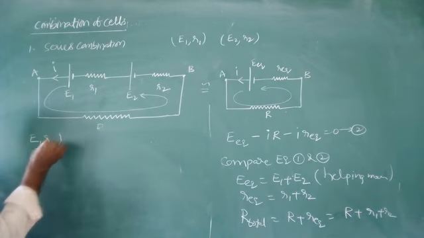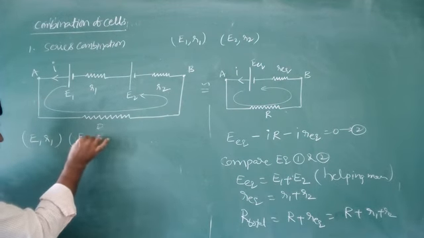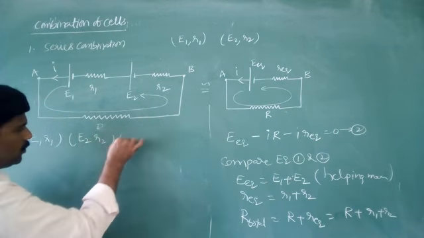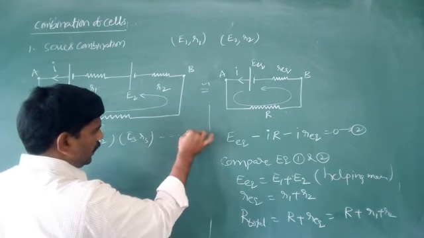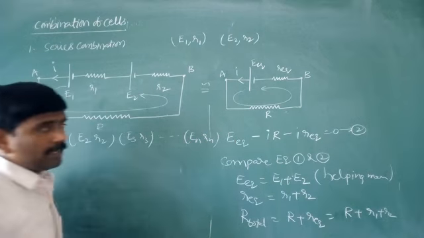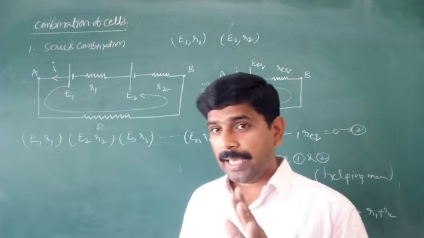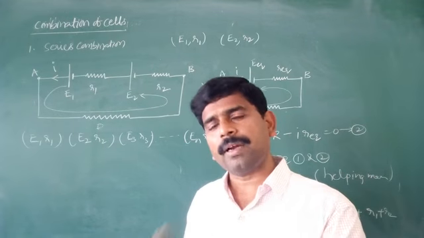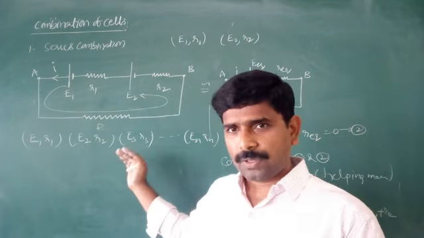The first cell has EMF E1 and resistance R1, the second cell has EMF E2 and R2, then E3 and R3, and so on up to En and Rn, connected in series combination in the helping manner. What is the helping manner? What is the opposing manner? We will discuss that also. So first, try to observe.